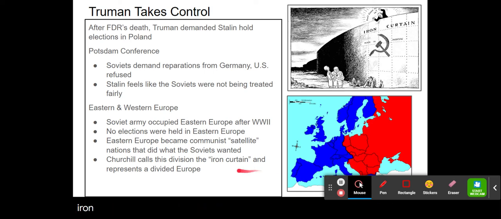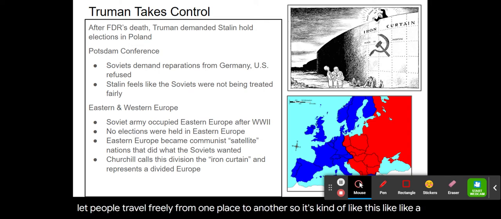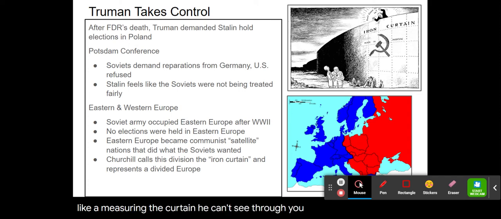And it's called an Iron Curtain because you can't see behind it. Stalin and the communists were very secretive, and they didn't let people travel freely from one place to another. So imagine a curtain that you can't see through and you can't break through. That's why it's called the Iron Curtain.